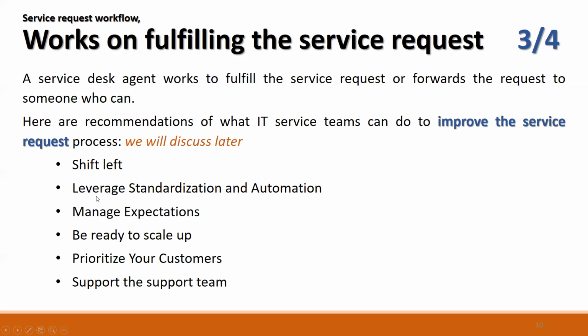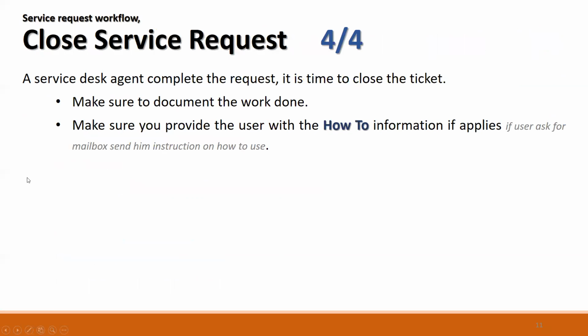Shift left, which I'll talk about in the slide coming up. Standardization and automation, so things are going to happen in the same way every time and also happen more efficiently. Manage expectations so that our users are not disappointed by the service. They know what to expect, and then they get what they expect. Scaling up, that means if we go from a few users to many users, will our service desk be able to handle that? Can we put priority on different customers and the support that we have there?